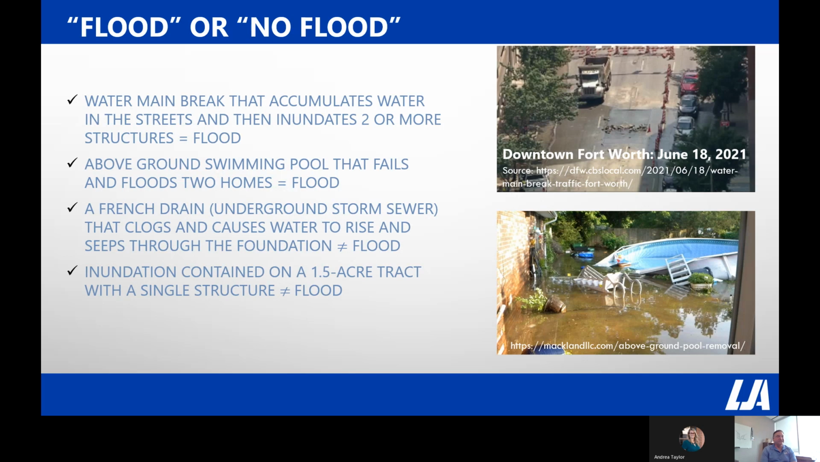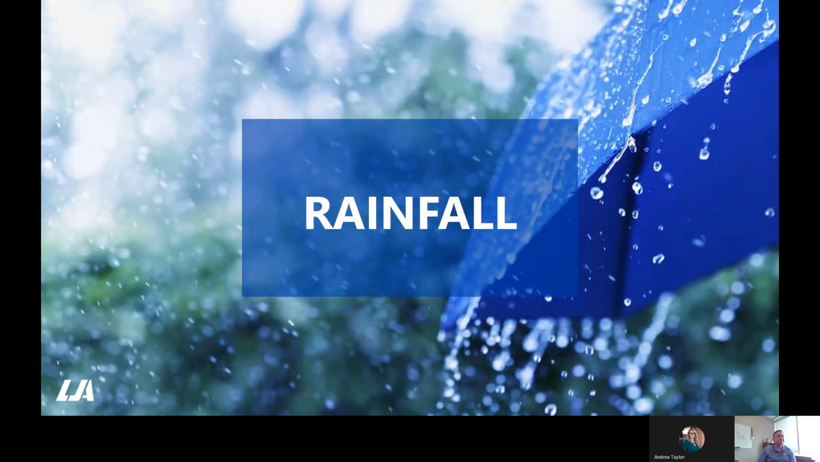And in a different example, you do have accumulation of water on the surface, but it impacts only 1.5 acres and there's a single structure. So if it doesn't inundate 2 acres or 2 structures, it wouldn't be considered a flood. And this person could not make a claim against their flood insurance.